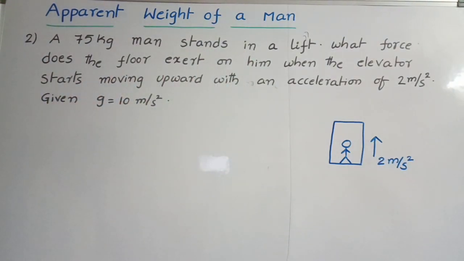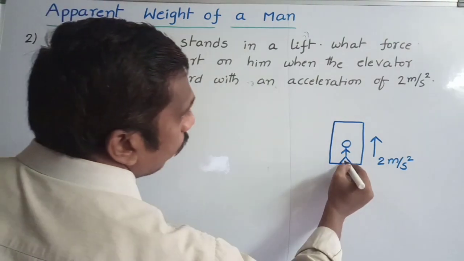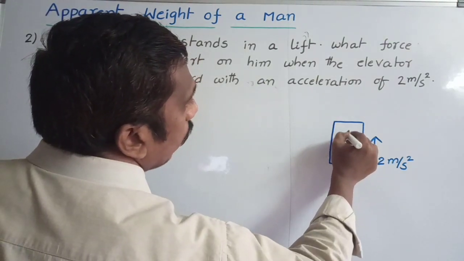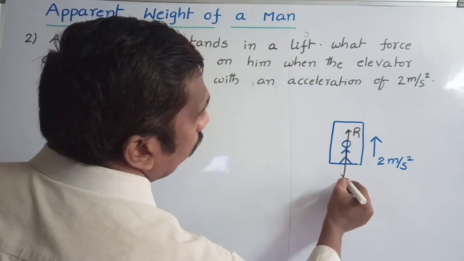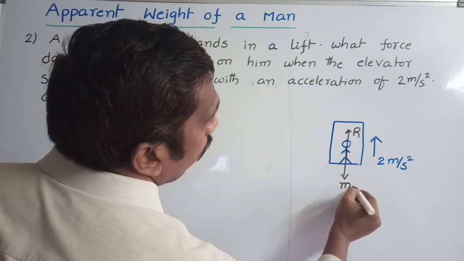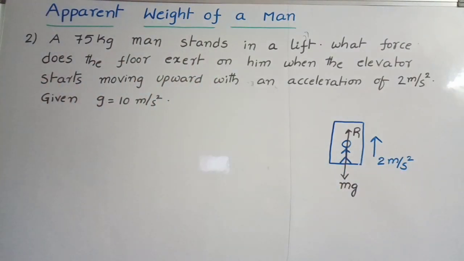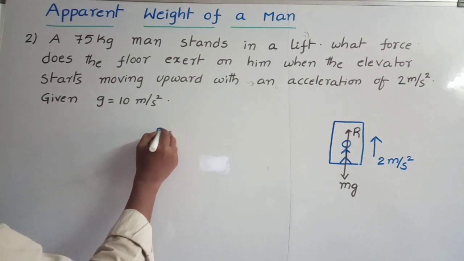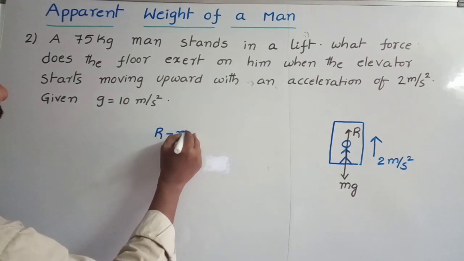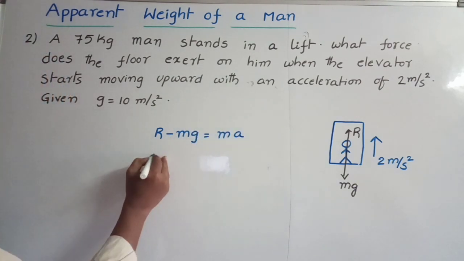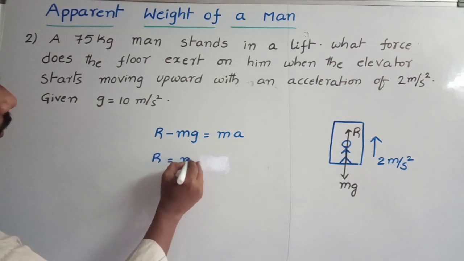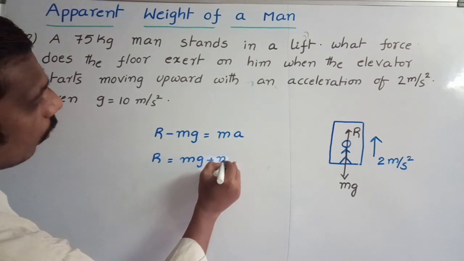In this case, we have to calculate the normal reaction exerted by the floor. The reaction exerted by the floor is taken as R, that is in an upward direction. Weight of the person is acting in a downward direction. But the man is going upward with an acceleration of 2 meter per second square. So net force acting on the man: reaction R in the upward direction minus mg acting downward is equal to mass into acceleration. So R is equal to mg plus ma.